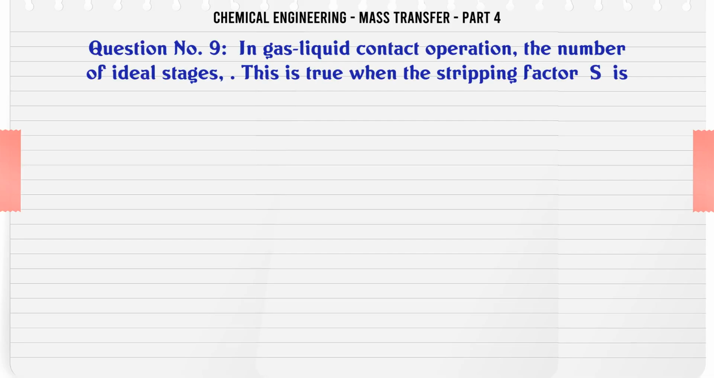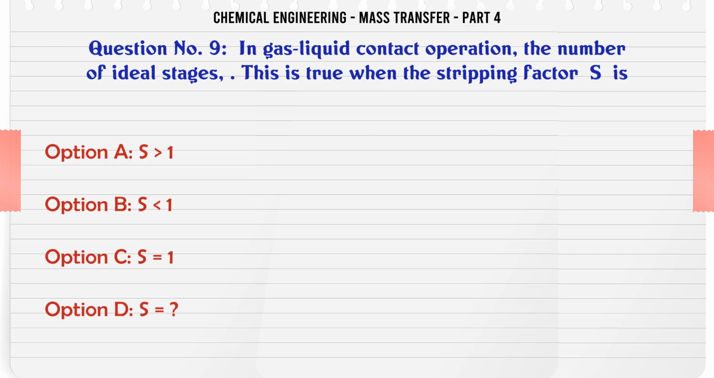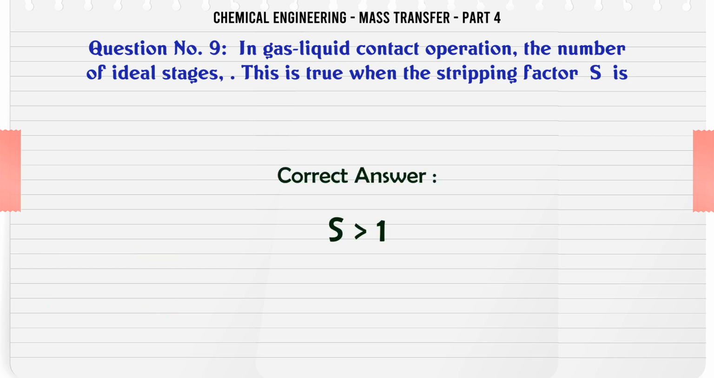In gas-liquid contact operation, the number of ideal stages is minimum when the stripping factor S is: A. S > 1. B. S < 1. C. S = 1. D. S = 0. The correct answer is S > 1.